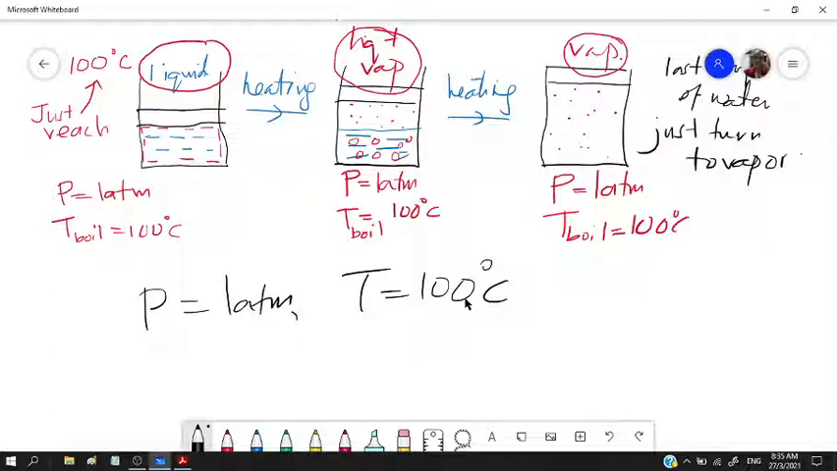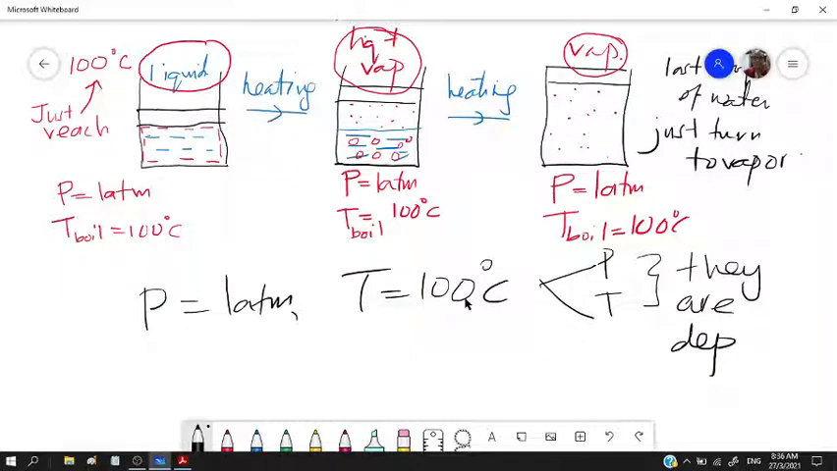So this is called dependent. Okay, so in this case this pressure and temperature, they are dependent. Okay.